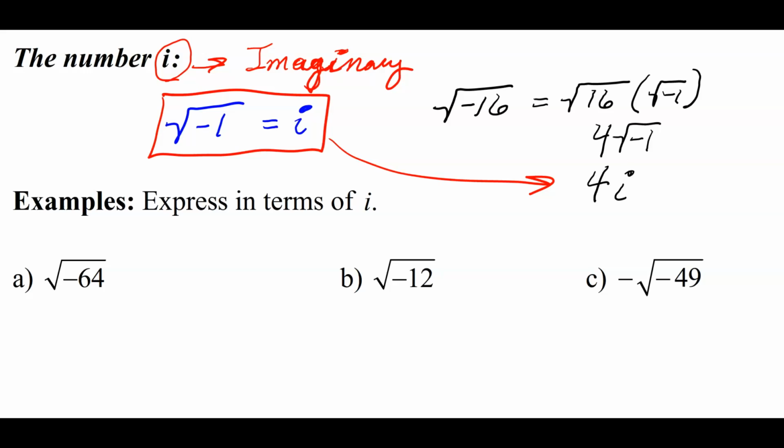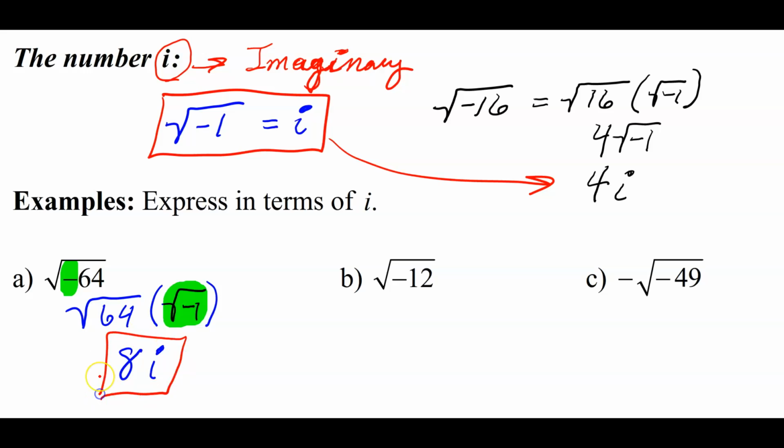So looking at my problems down here, if I look at A, there's my radical negative. So I can think of that as the square root of 64 times the square root of the negative. So there's the negative. Okay. And then I look at the square root by itself. So the square root of 64 is 8. And I put i for the square root of -1. And then that is my answer.